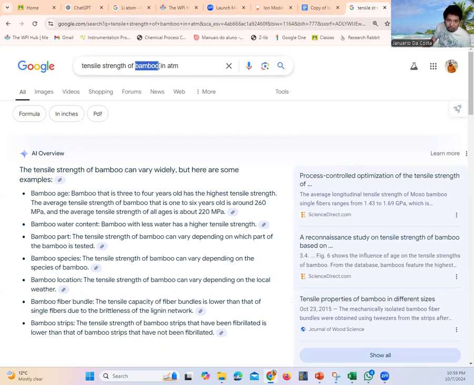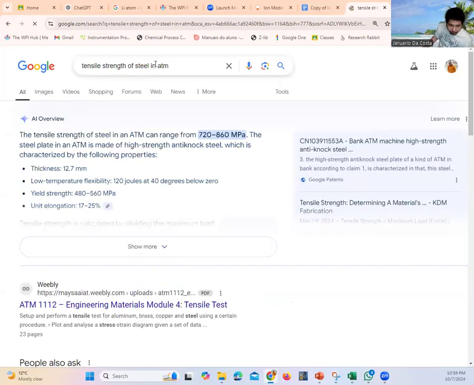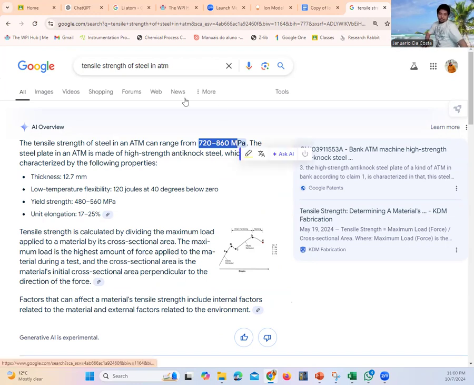What about steel? Steel is very, very good. So steel is about 700 to 860 megapascal. That's what tensile strength is.